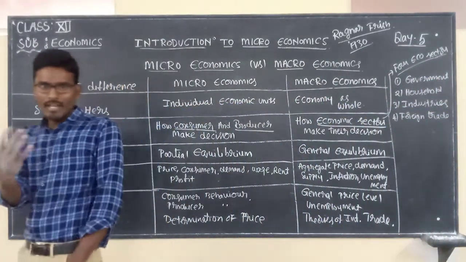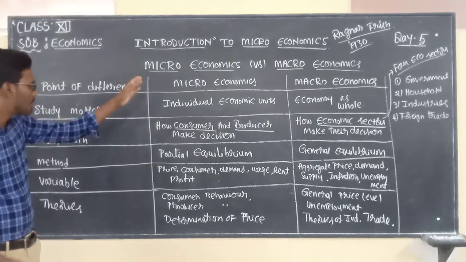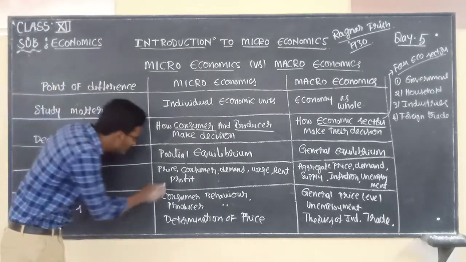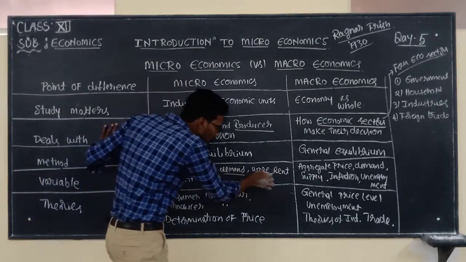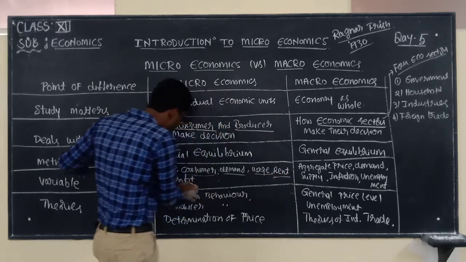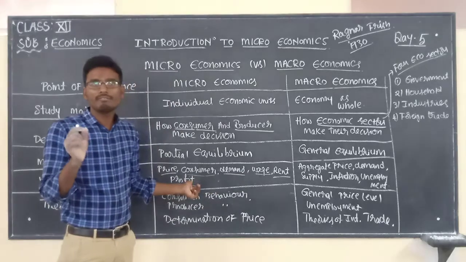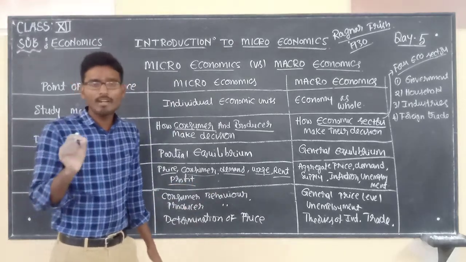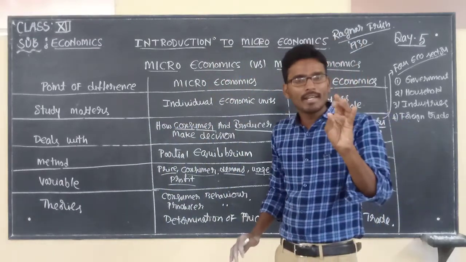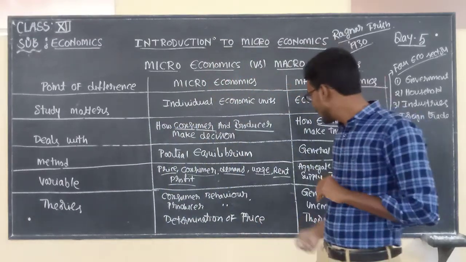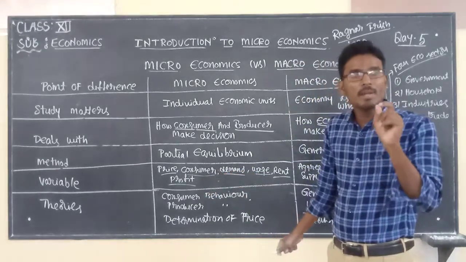And after that, variables. What are the important variables that come under microeconomics? Variables are price, consumer demand, wage, rent, profit. Wage, rent and profit, we can say are factor payments. What are factor payments? How many factors of production are there? There are 4. Land, labor, capital, organization, right? So here, wage, rent, profit will be considered as factor payments.